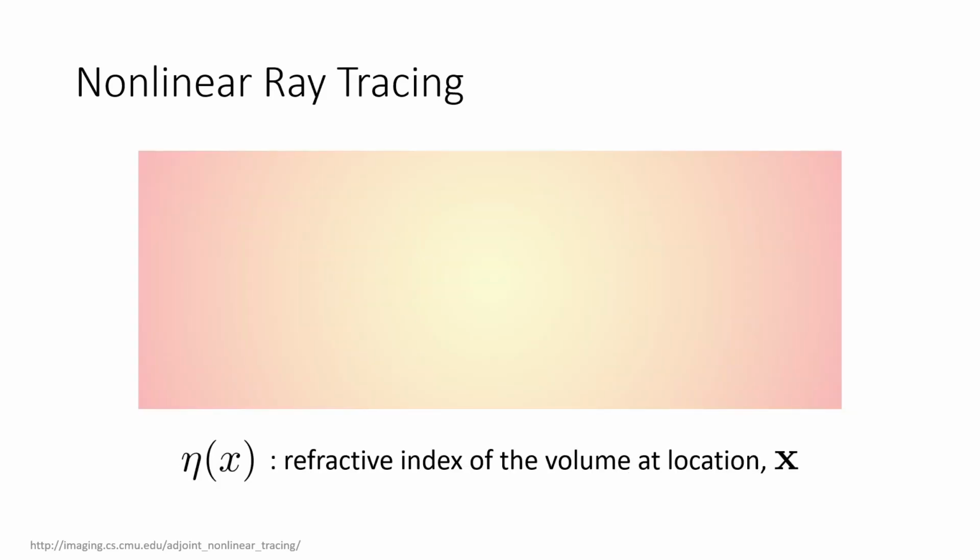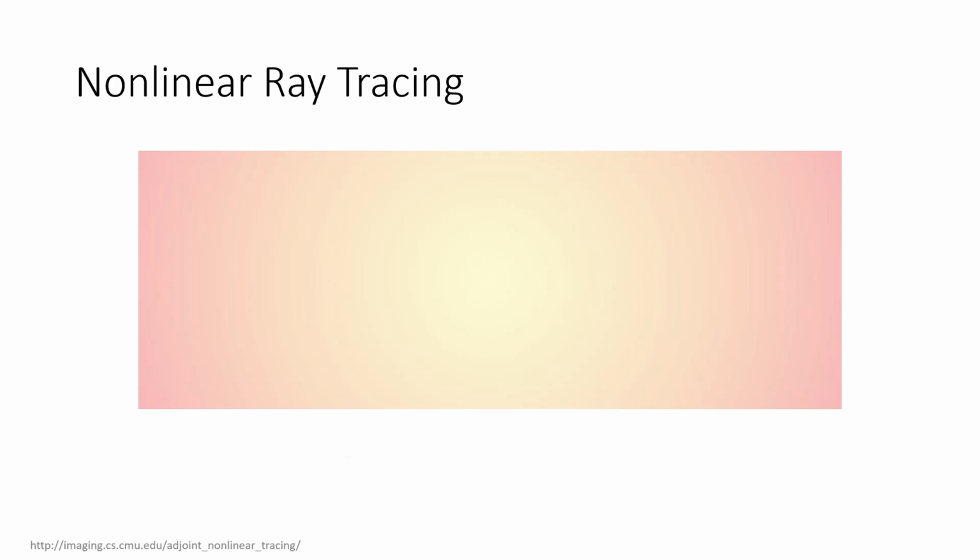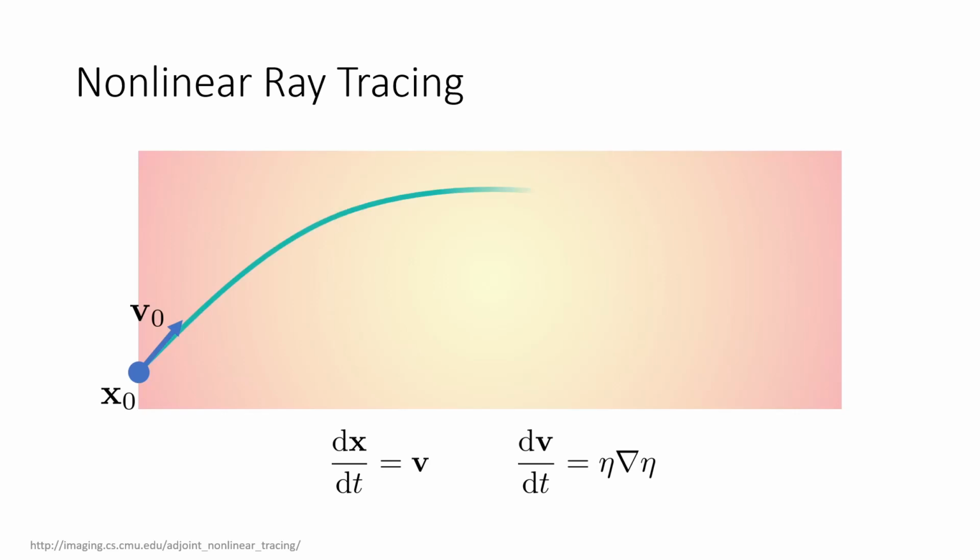So let's talk about how tracing works. Consider a volume with refractive index eta defined at each point x inside the volume. To model how rays travel through this medium, we define a ray as starting from a point x0 and having initial direction v0. Geometric optics gives us a set of equations that tells us how x and v evolve as the ray travels through the medium. What results is a nonlinear, curving path through the volume.